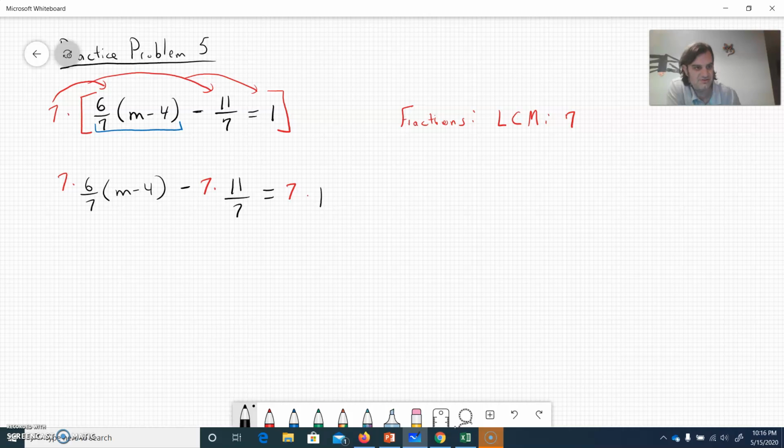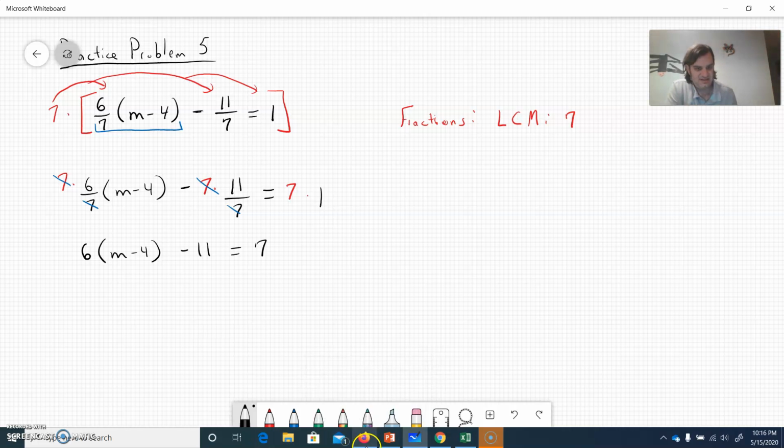1. So this is a great one because 7 over 7 cancels, 7 over 7 cancels. So what I have on the left-hand side is 6 times m minus 4 minus 11 equals 7. And if you haven't been paying attention to the ones that start with fractions, after we multiply by that least common multiple, the fractions are gone. And I know how much you hate fractions. I know how much everybody detests working with them.